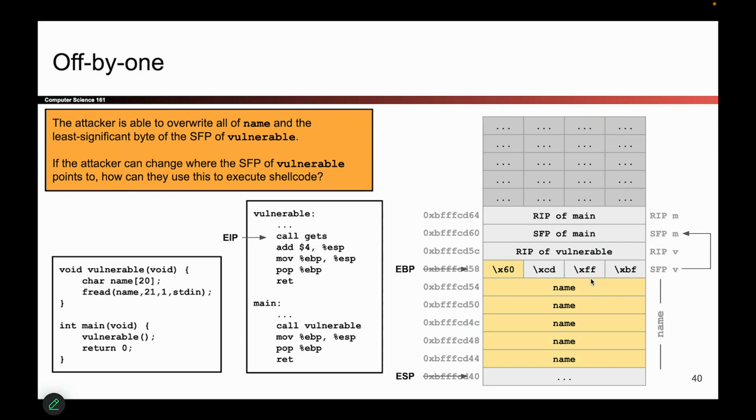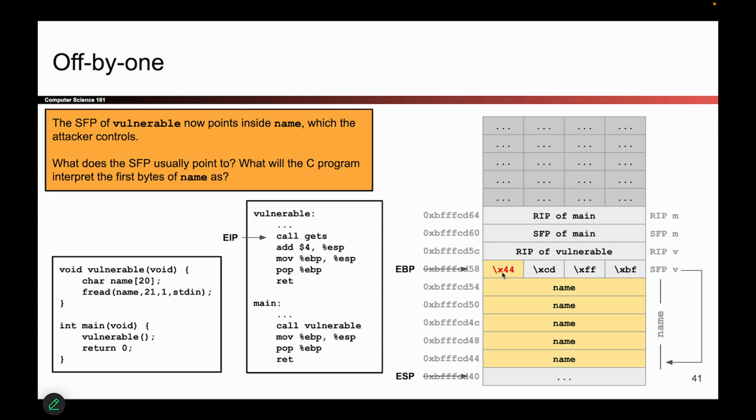So if this is the value we use to find the RIP of main, and I control what this value is because I can change one of the bytes, what if I changed this value? What if I changed this byte? Well, then the program would start looking somewhere else for the RIP of main. So let's see what that looks like. So let's say I take this value, which used to say 60, and I change it to 44. You could have changed it to something else. I picked 44 for reasons we will see.